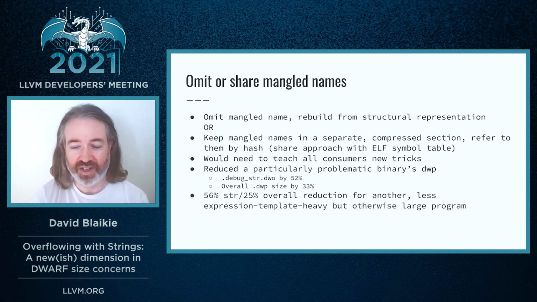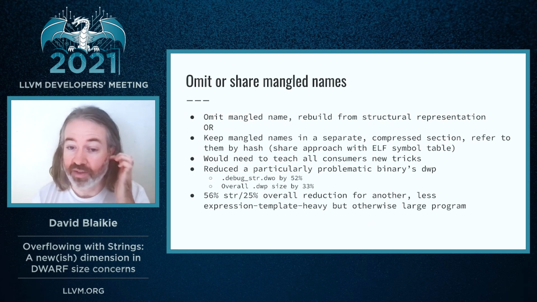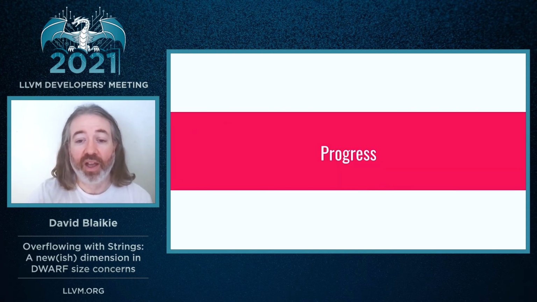More than the benefits of the simplified template names, in addition to those, they're completely orthogonal, so these benefits are additive, and more generally applicable. It helps out this other large program we have at Google. Over half of the strings are large linkage names, and a quarter of the overall debug info. This is uncompressed DWP for comparison purposes.